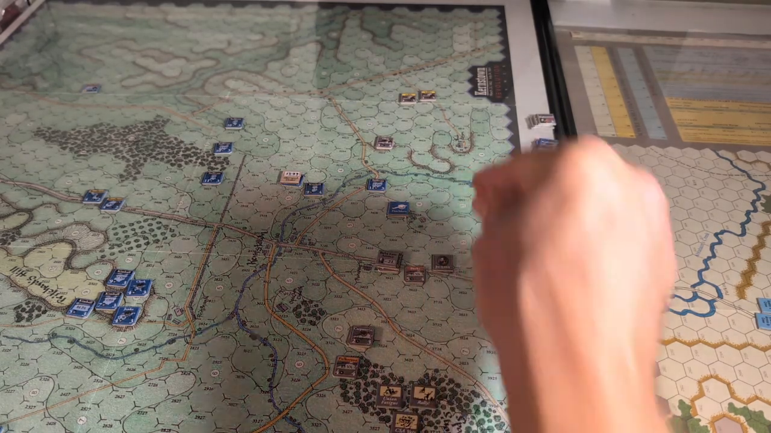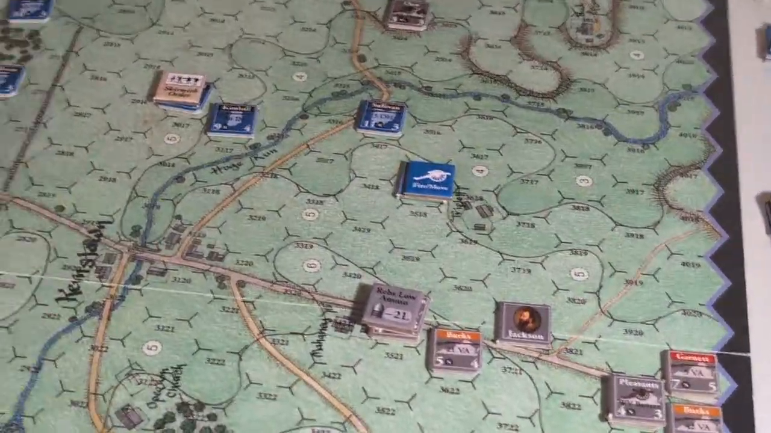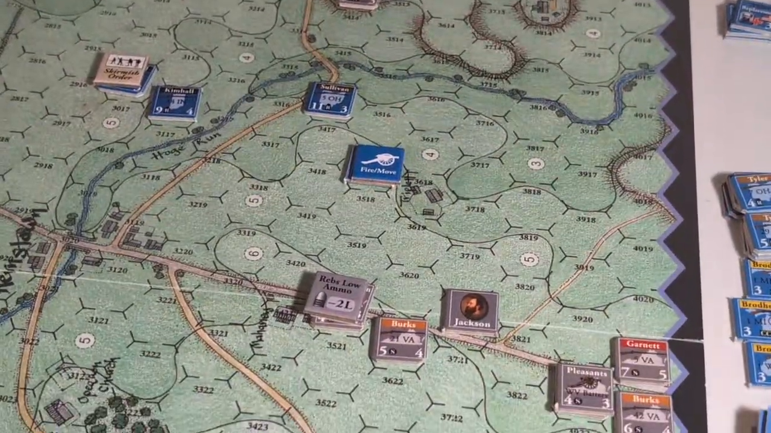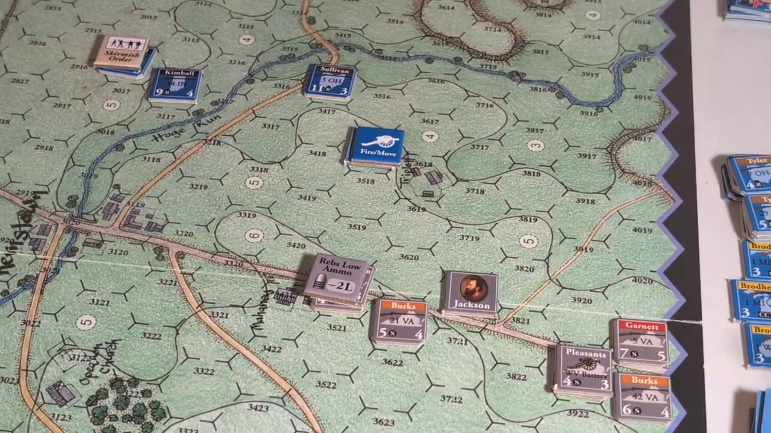He's going to activate Burks. And they're going to do an attack order. They're going to rush these guns. They get a movement of 4.